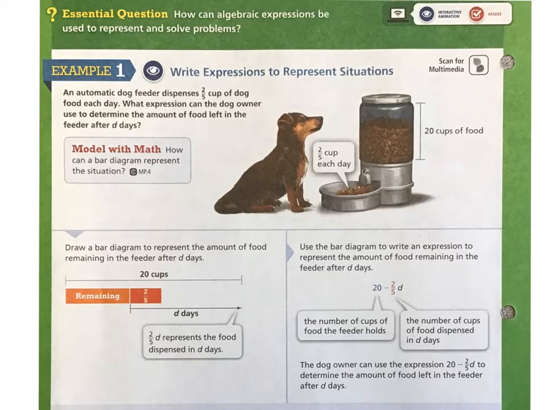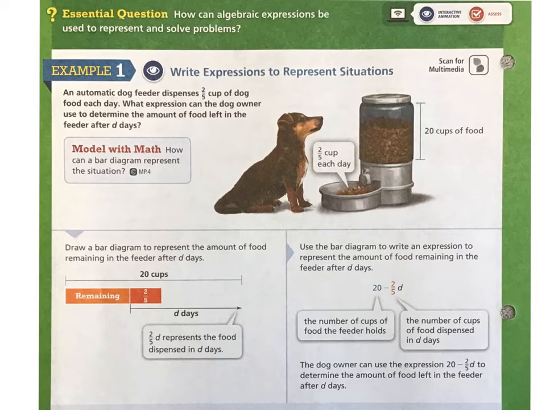The essential question for this lesson states, how can algebraic expressions be used to represent and solve problems? In example 1, we're going to practice writing expressions to represent situations. An automatic dog feeder dispenses 2/5 cup of dog food each day. What expression can the dog owner use to determine the amount of food left in the feeder after D days?